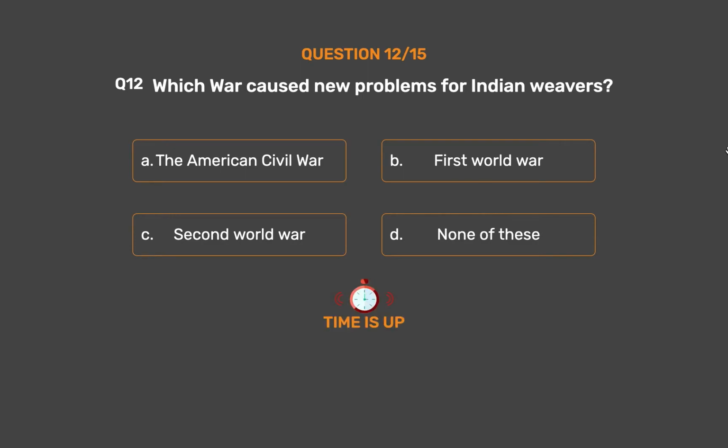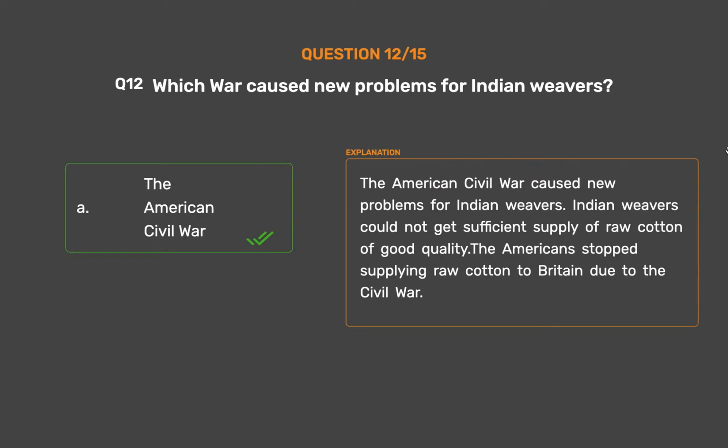The correct answer is Option A. The American Civil War. The American Civil War caused new problems for Indian weavers. Indian weavers could not get sufficient supply of raw cotton of good quality. The Americans stopped supplying raw cotton to Britain due to the Civil War.